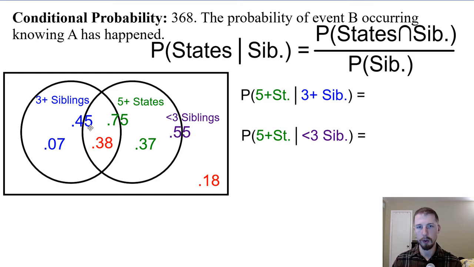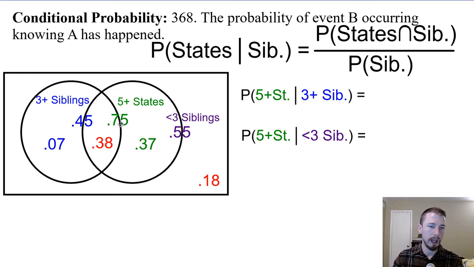We'll consider those, I suppose, a larger family. And then 75% had traveled to 5 or more states, and 38% had done both. So if we subtract those two, we can find the disjoint probability of having 3 or more siblings but not having traveled to 5 or more states. And then this is the overlap.